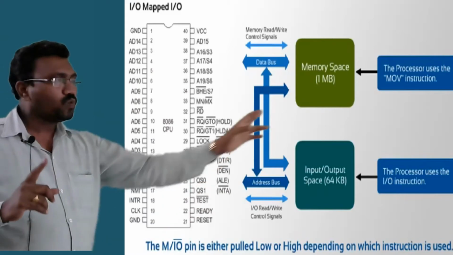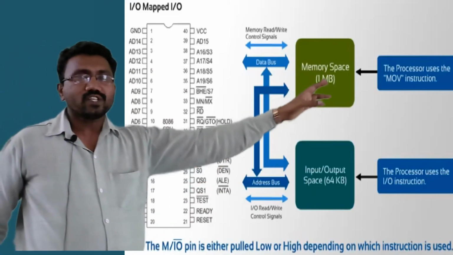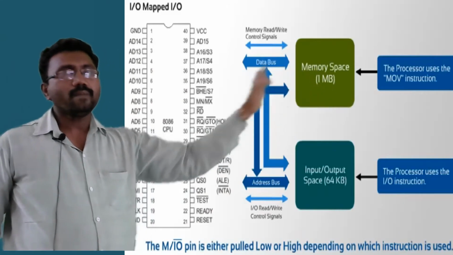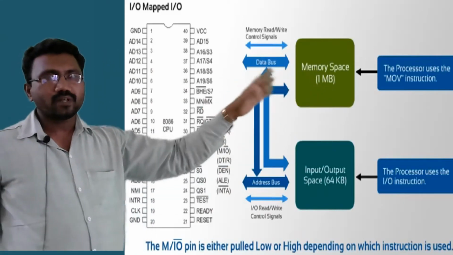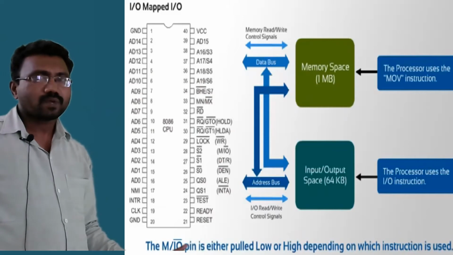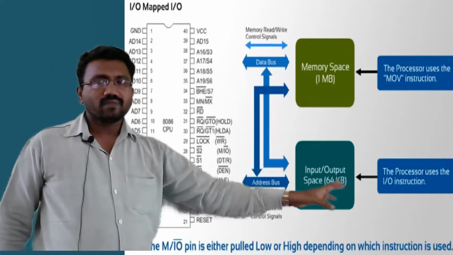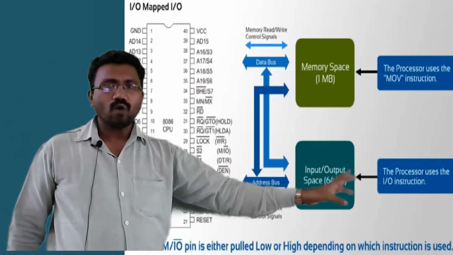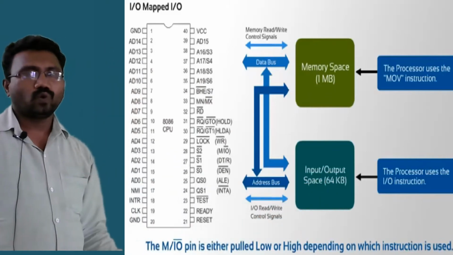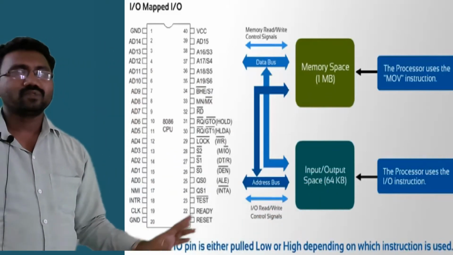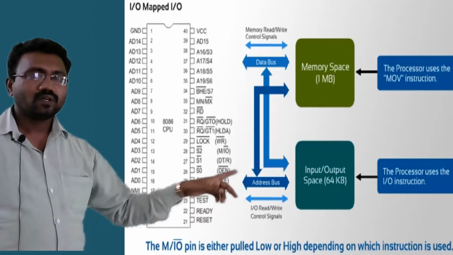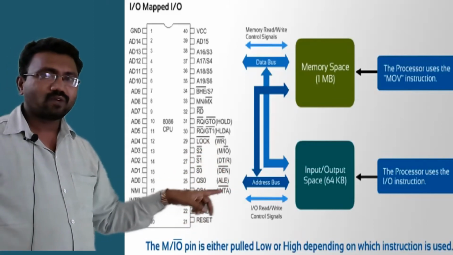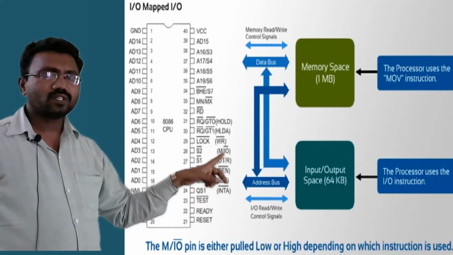Why? Because in memory mapped I/O, the move instruction is used to perform memory operations. So whenever memory operations are being performed, the M/IO pin must be high. Similarly, if the currently executing instruction is IN or OUT, then the M/IO pin is low. Where is the M/IO pin? Here in minimum mode, this is the M/IO pin.